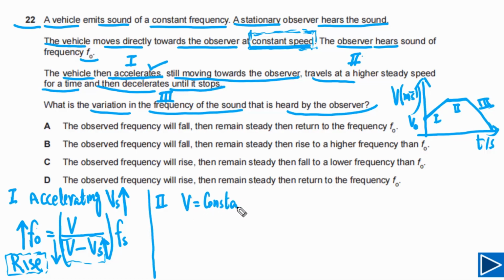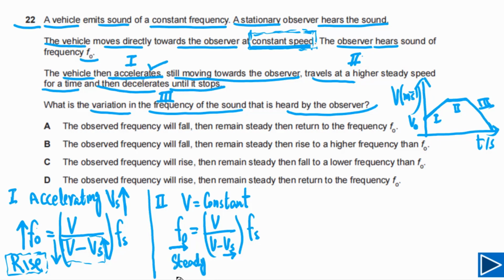So we will write down here, speed of the car is constant. Again, we can check this one with the Doppler equation when the source is approaching. So we can use f0 is equal to v over (v minus vs) times the frequency of the source. In this case, vs is constant. It means the observed frequency will stay constant. So we can say it is steady or it remains constant.